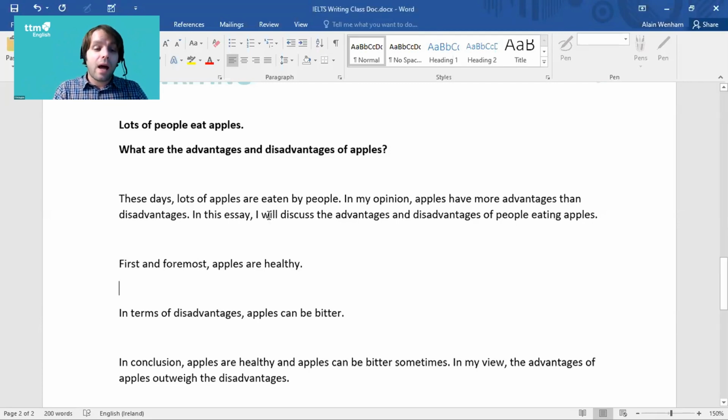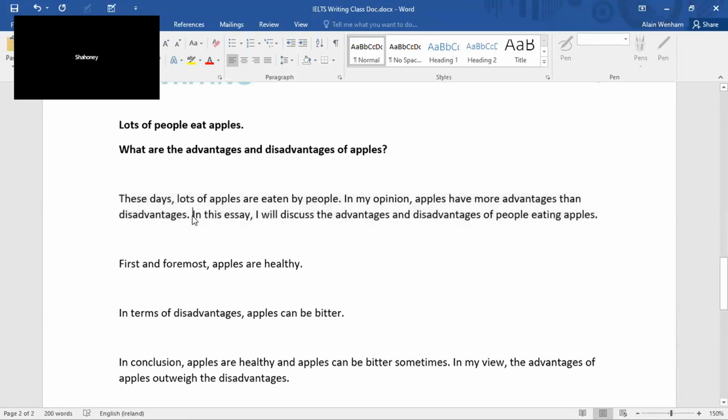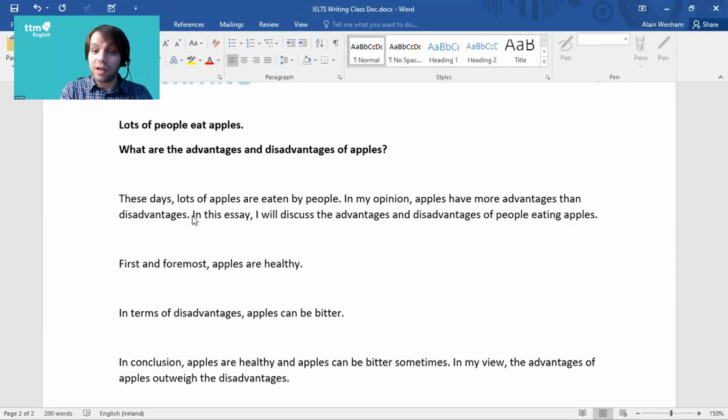Okay, so obviously there are some problems here. But Shahani, what's the problem with this bit here? Can you see? There's a task achievement problem here. What's the problem? In terms of the disadvantages and advantages being repeated... okay, maybe there's a bit of an issue in terms of vocabulary, but I'm not talking about vocabulary. I'm talking about task achievement.